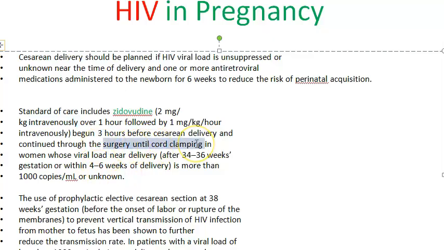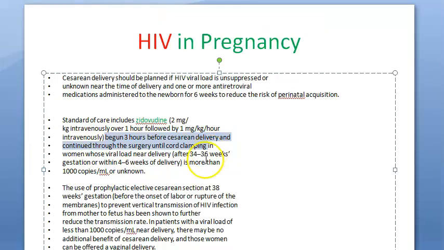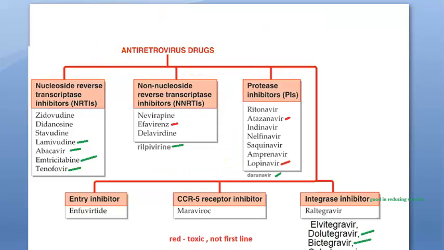Until cord clamping, they are giving zidovudine 3 hours before cesarean, and continued through the surgery until cord clamping. Okay, guys. Otherwise they are thinking about normal delivery, they are saying. But zidovudine, guys, it's here. NRTI, nucleoside reverse transcriptase inhibitor. It looks like they are giving IV during the C-section until cord clamping. You understood, guys? Zidovudine also you can mark and learn about it.